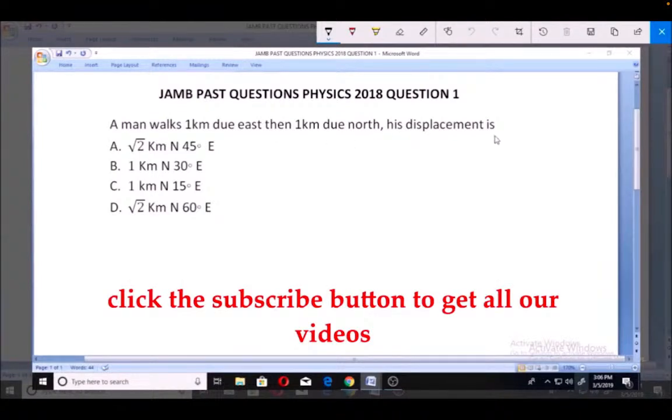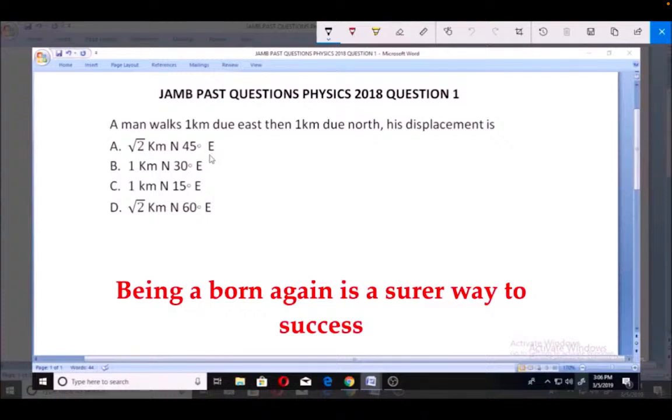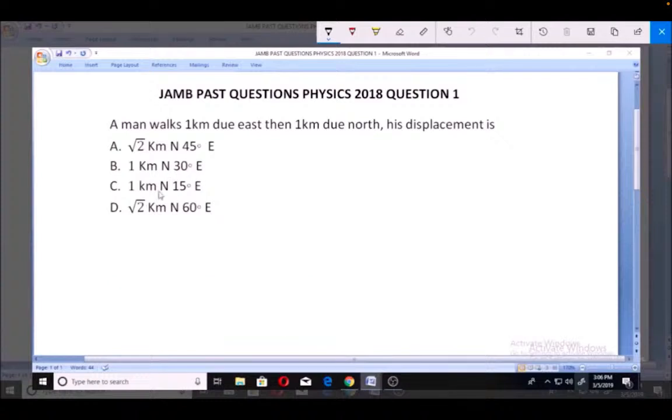His displacement is A. Root 2 kilometer north 45 degrees east. B. 1 kilometer north 30 degrees east. C. 1 kilometer north 15 degrees east. D. Root 2 kilometer north 60 degrees east. So how do we go about solving this?